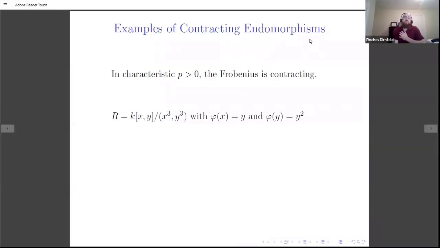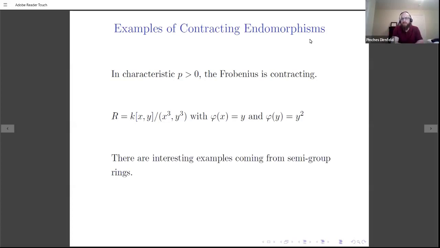So let's say I have a ring k[x,y] modulo x cubed, y cubed, and then I set phi to take x to y and y to y squared. So phi does not take m into m squared, but phi squared will take m into m squared. So this is an example of a contracting endomorphism in every characteristic. And there are interesting examples coming from semigroup rings, but I'm not going to get into that.